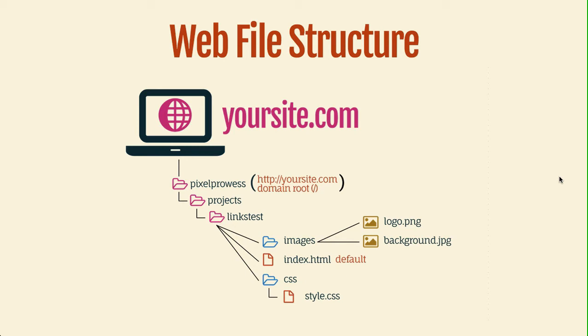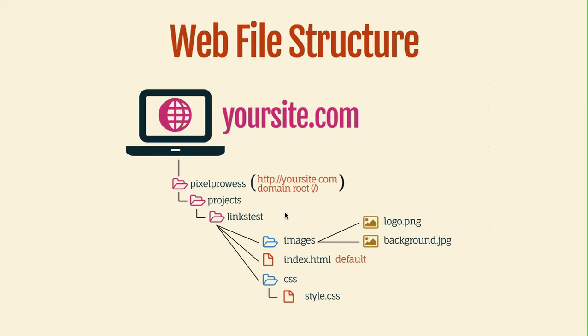So this is a typical file structure. You have a server, say yoursite.com, and in that server, there's a series of folders. Well, one of those folders is what we call the domain root. When you type in the URL to that website, say yoursite.com, it assumes that you're trying to go to that folder, and the website or the client actually tries to find that folder and display its contents.